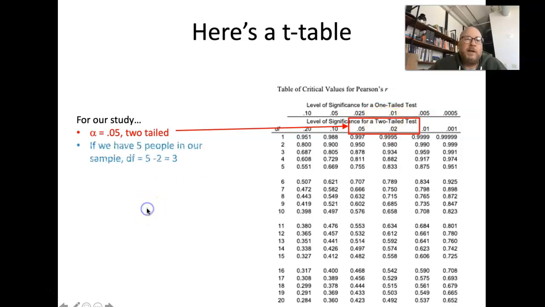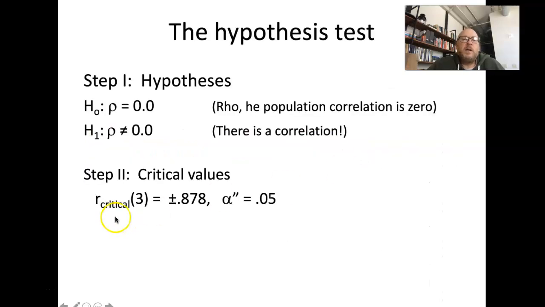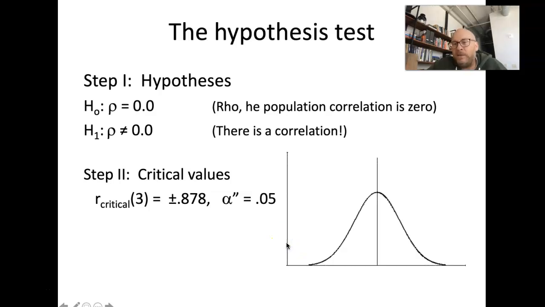So I need to go up there. I have 3 degrees of freedom in my sample, so I need to go right there. And those two places meet at 0.878. All right, so my critical value of r with 3 degrees of freedom is plus or minus 0.878 if I have an alpha with 2 tails, 0.05. Now, it's an approximation of t. This is actually a t curve, not an r curve, but we're going to use it just as a rough guideline.